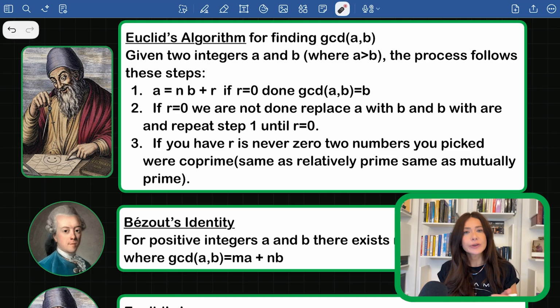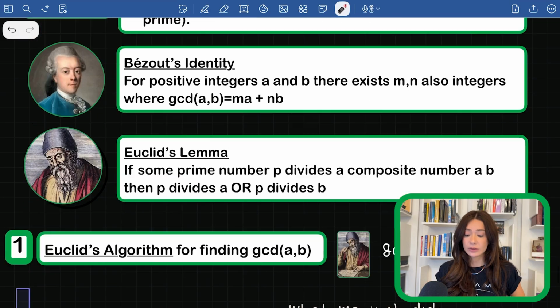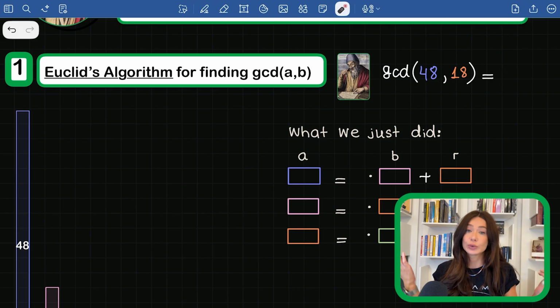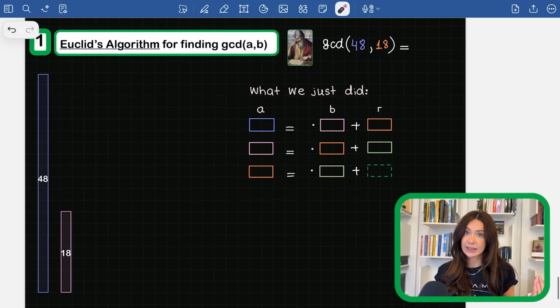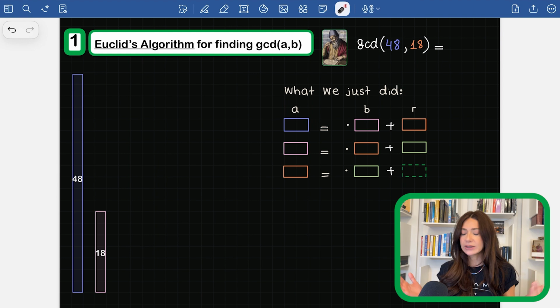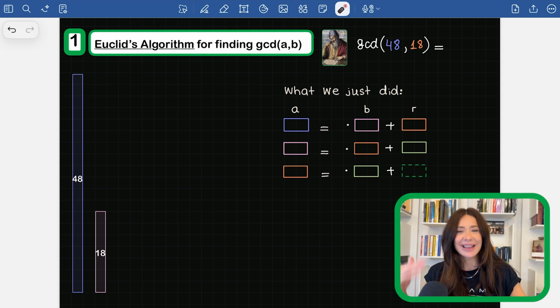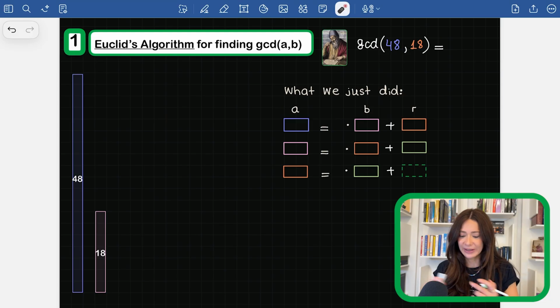So we're going to actually do this algorithm the way that Euclid would have done it. The choice I made of two numbers was 48 and 18. So the question is, what is the common divisor of 48 and 18? Okay, let's pretend we don't know, and then we'll figure it out the way that Euclid would have thought of it.